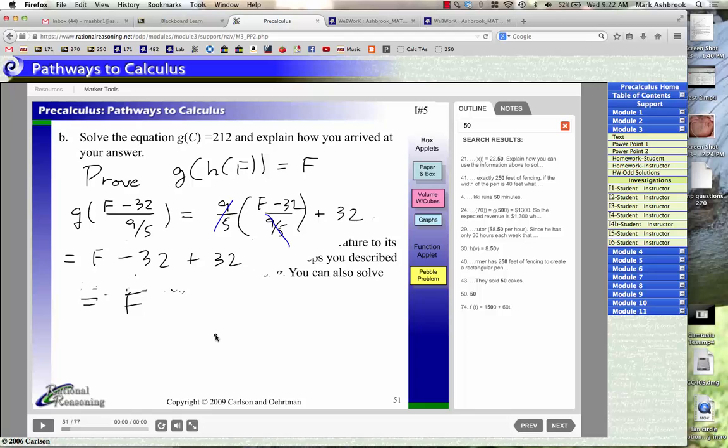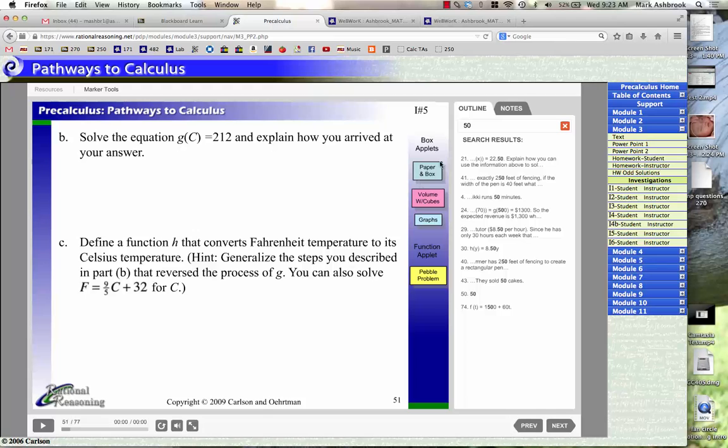Okay, so this is showing mathematically if you have one function that's the inverse of the other, and you start and you go through one process, and then you put it through the process that undoes that or reverses it, then you're going to get back what you started with. So this is mathematical proof of that. Okay? Any questions?